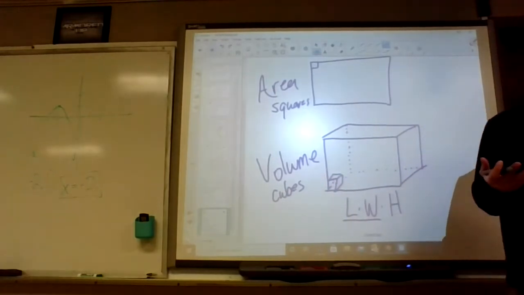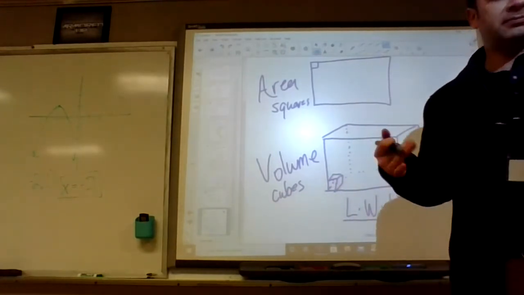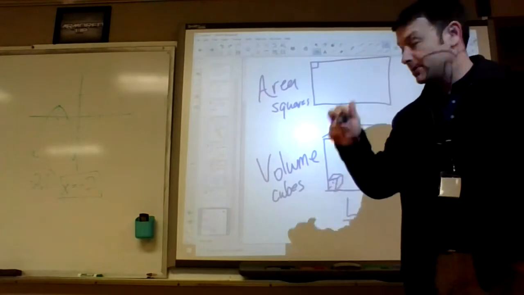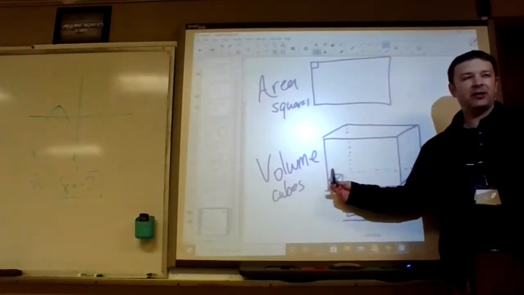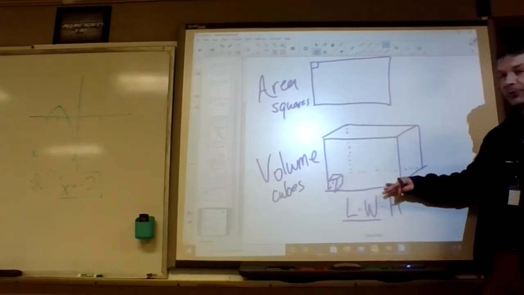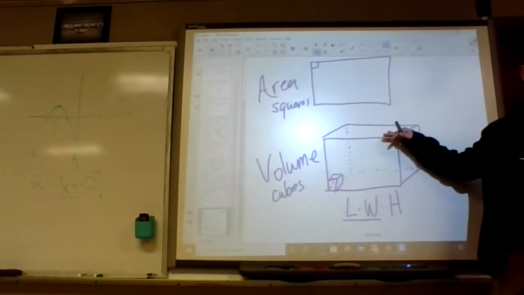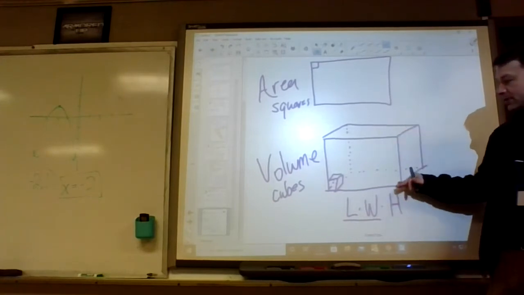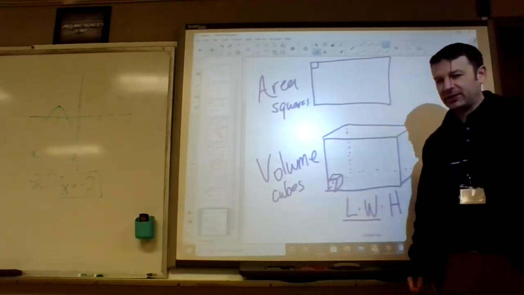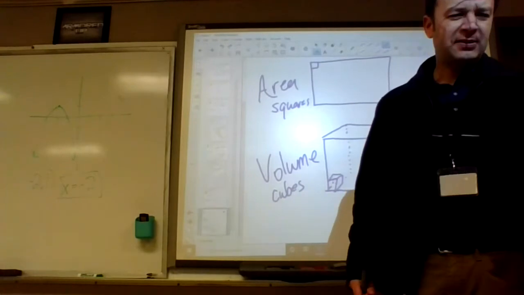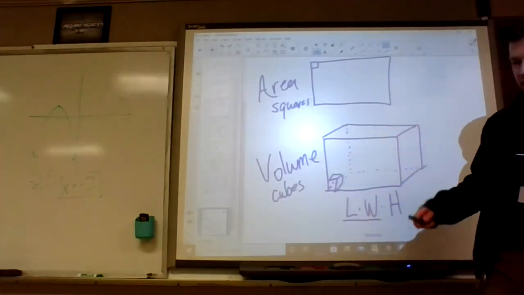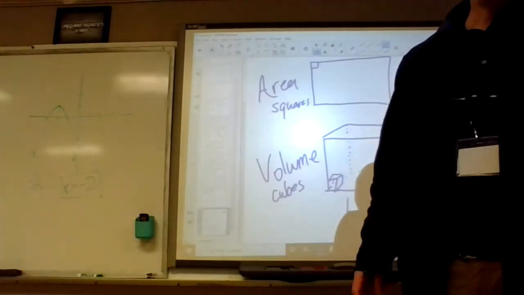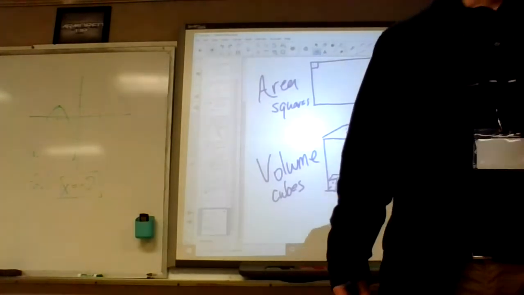If we have a cylinder though, that's going to change. That's a couple days from now. Whatever the shape is, you basically find the area of the bottom, and then you multiply that times the height of the prism or whatever the shape is, and that gives you the volume. Does that make sense? Yes. Okay, one person got it.